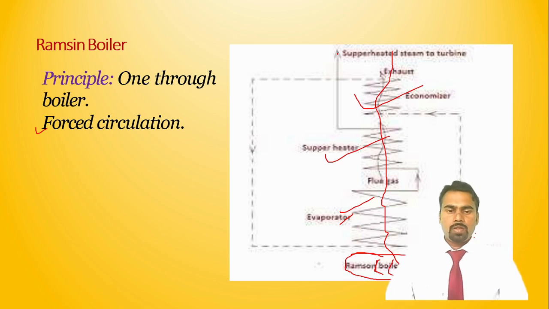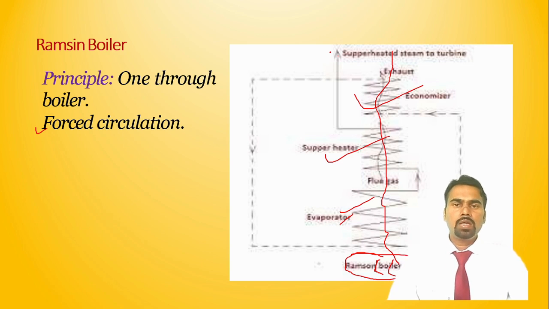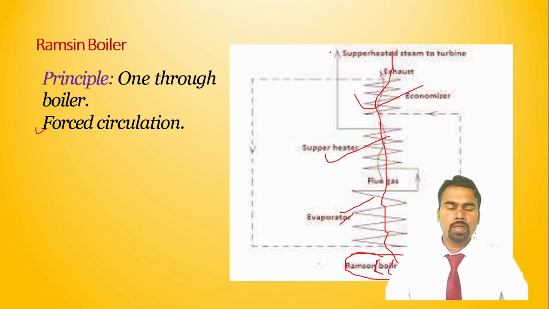So why is it a once through boiler? Because at one end we are sending cold water, and at the other end we are getting superheated steam. So this is a single pass or single stroke. Within a single stroke we are getting superheated steam. So this is a once through boiler, right? So this is all about the construction and working of the Ramsin boiler.